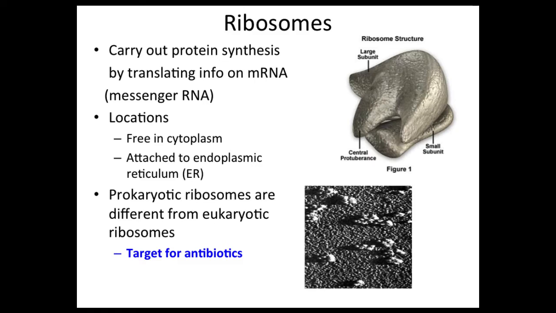Prokaryotic ribosomes differ from eukaryotic ribosomes. Remember that both prokaryotes and eukaryotes possess ribosomes, because without ribosomes you can't make proteins, and without proteins you can't be a living thing. This is one of the ways that antibiotics function. There are some types of antibiotics that target prokaryotic ribosomes. So if you're a bacteria and you can no longer synthesize proteins, you're going to die.